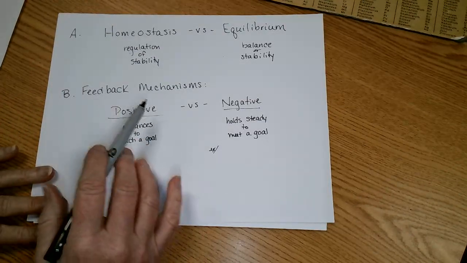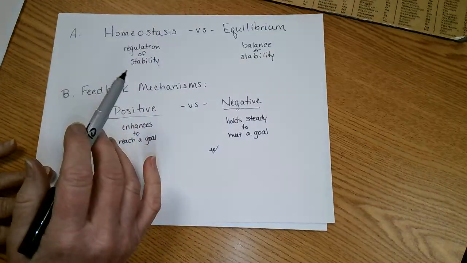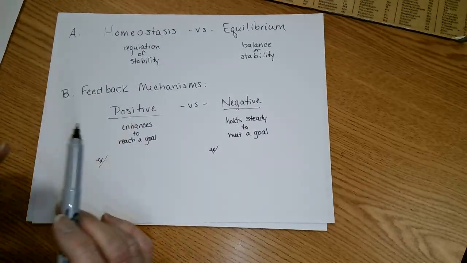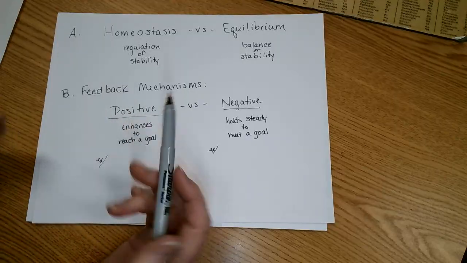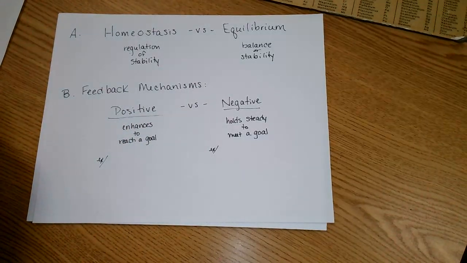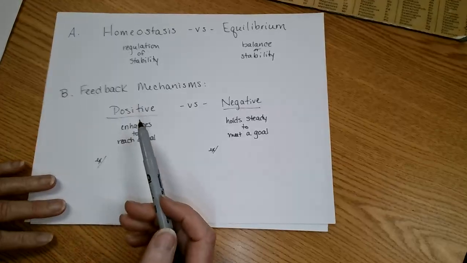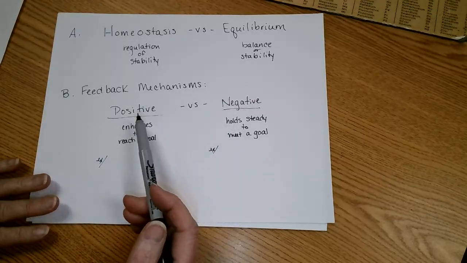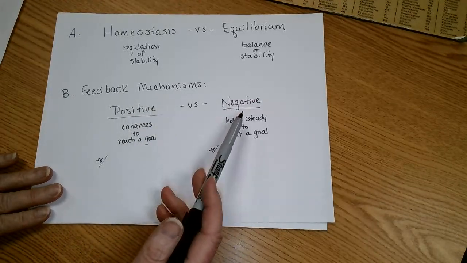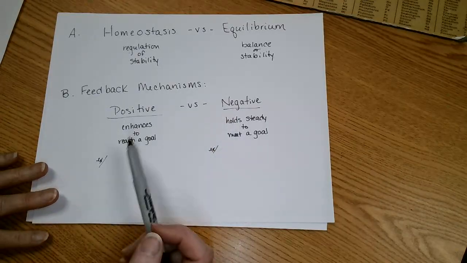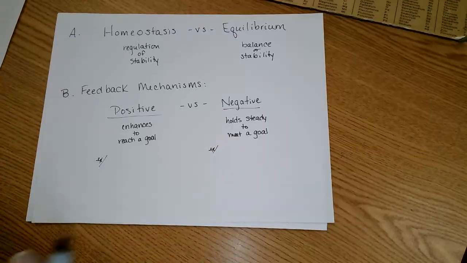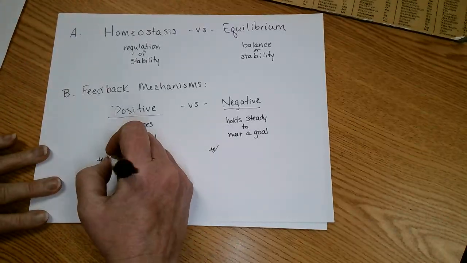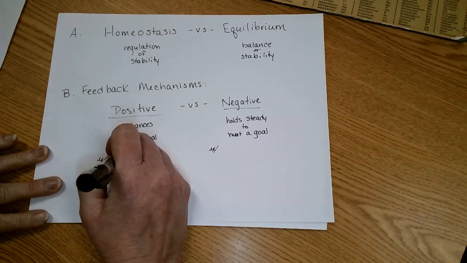Then there's feedback mechanisms. So if any of this gets off balance, right, then how do you get it back on? Well, if you get off balance, your goal is to get back to normal, get back to that homeostasis. And there's two ways that you can achieve that. You can do it through positive feedback mechanisms or negative feedback mechanisms. Positive are going to enhance something to reach that goal. And a good example of that is fruit ripening.